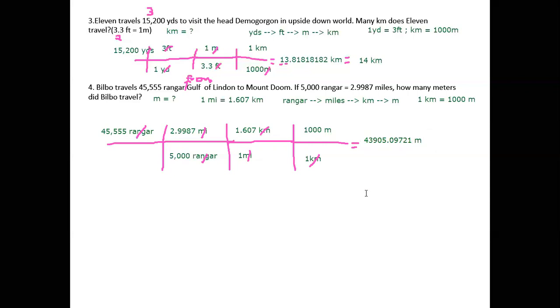We've got to look at significant figures. So in our original number, we have 5 significant figures. Now this 5,000 Rangar to 2.9987 miles, these are different systems of measurement. Rangar is a measurement in Middle Earth, and miles is the English system. So Rangar has one significant figure, the 5 is the only significant one, and this one has 5. We look at mile to kilometer, 1.607 has 4 significant figures, and kilometer to meter is exact. So our answer should have one significant figure. So after the 4 is a 3, since 3 is less than 5, it'll just round down to 40,000. Or you could write it as 4 e to the 4th meters.